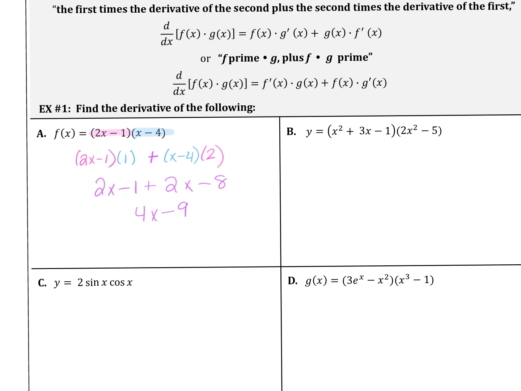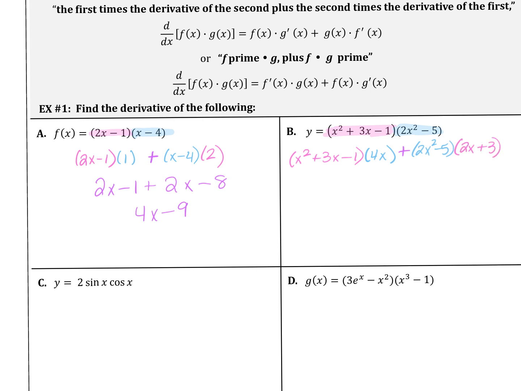Okay? So let's try this one. I'll keep color coding them the same. So we have our first and our second. Okay, so we take, again, the first one as it is. All right, and then times the derivative of the blue one, which would be what? 4x. All right, and then we add the second function as it is times the derivative of the first one, which is 2x plus 3.